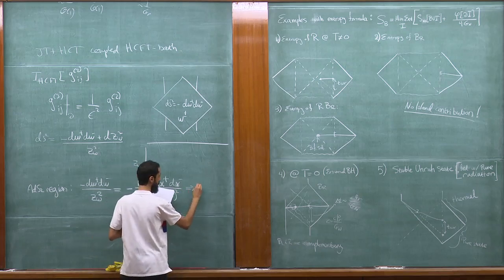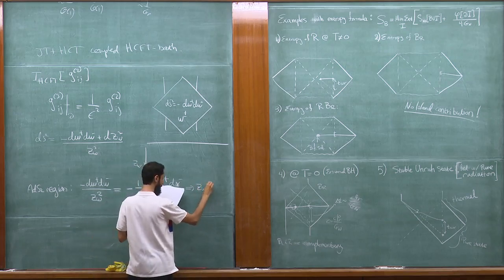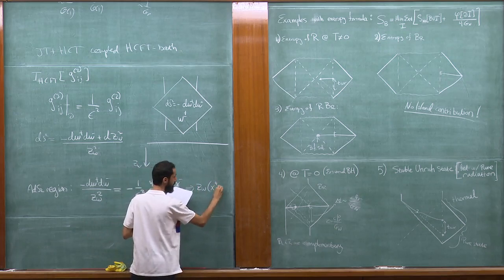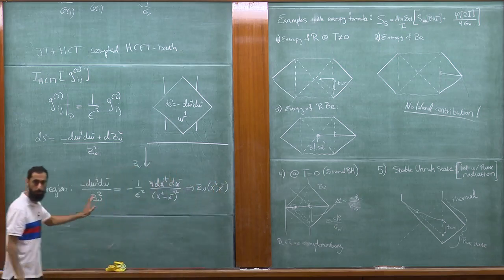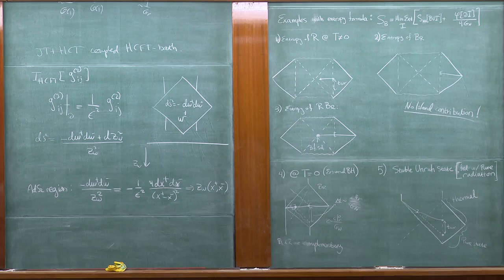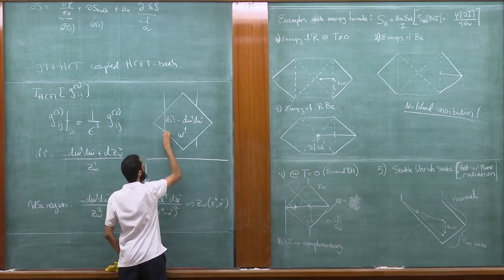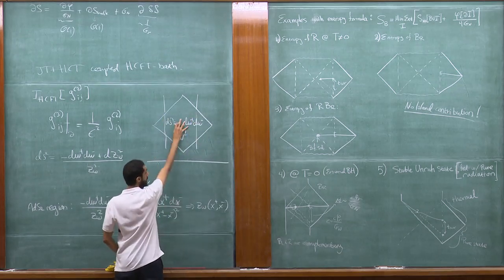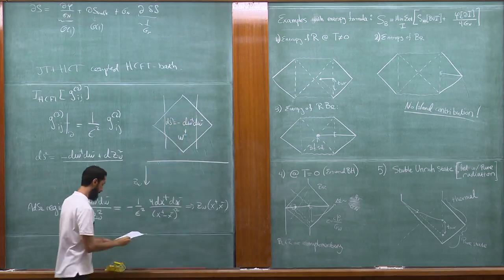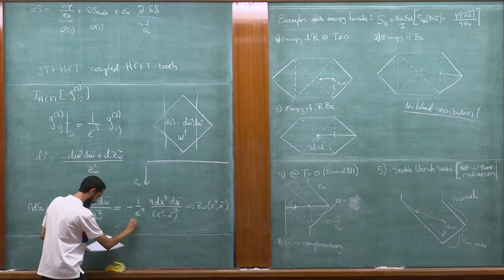And this gives you ZW as a function of x plus x minus. Is this clear? So this is how we find the new cutoff surface, and we do something similar for the bath region. So there's the AdS2 region, and then there's the bath regions. You do something similar where you equate this with, I guess, 1 over epsilon squared.